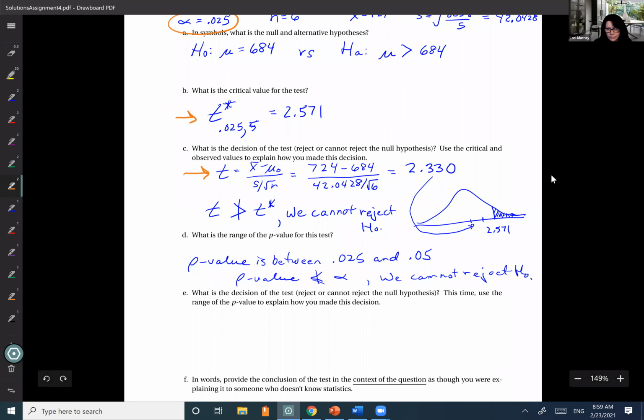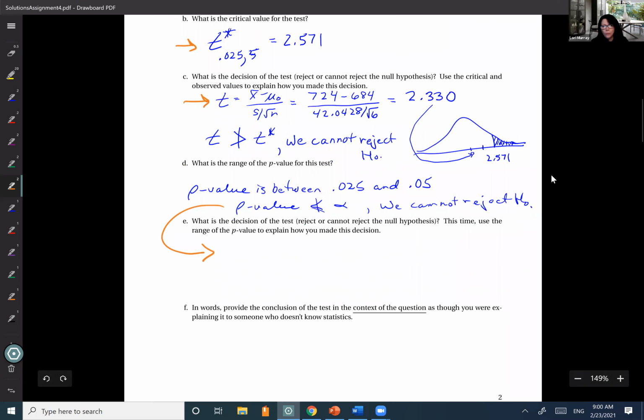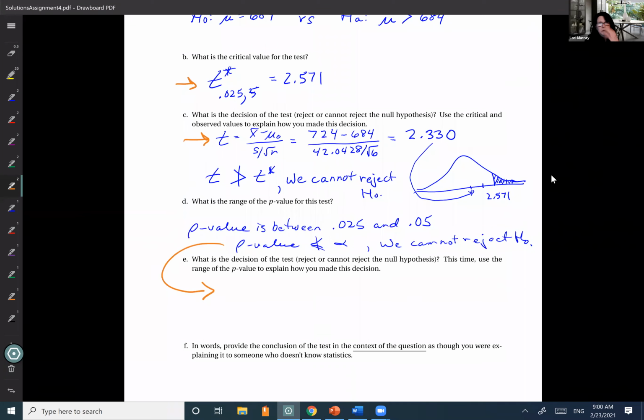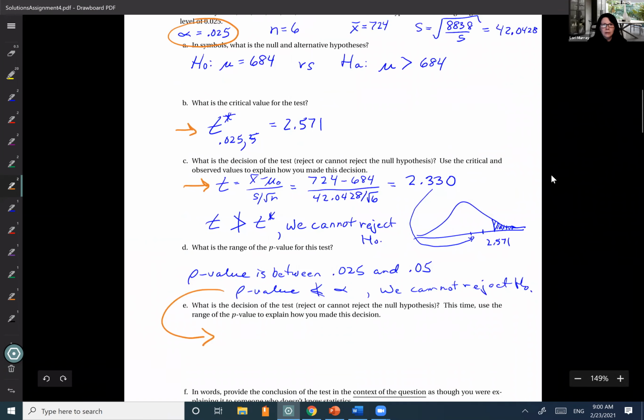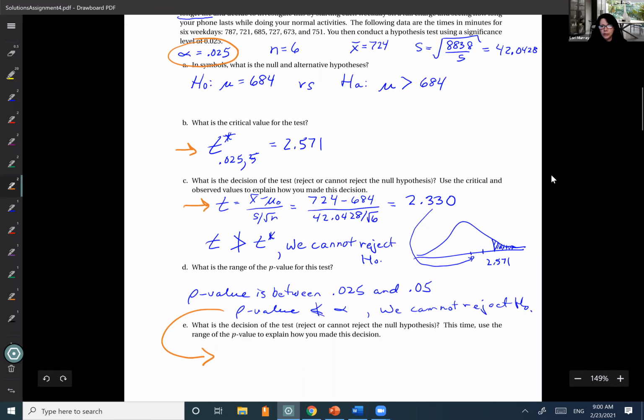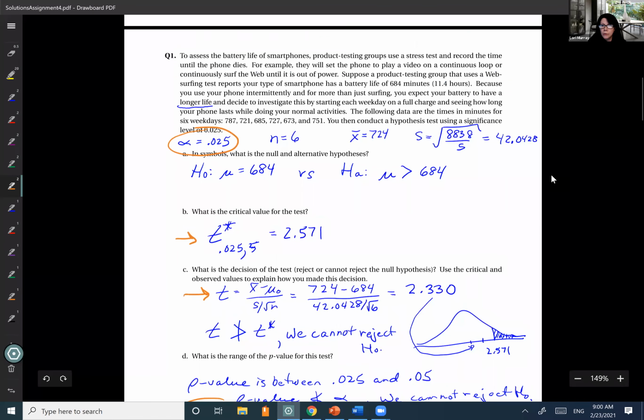And what is the decision of the test? I've already said it. So I gave the range, and then I can basically put that answer here. And then in words, provide the conclusion of the test in the context of the question as though you were explaining it to someone who does not know statistics. Basically, you would not tell a manager or a team leader that the p-value is not less than or equal to alpha.